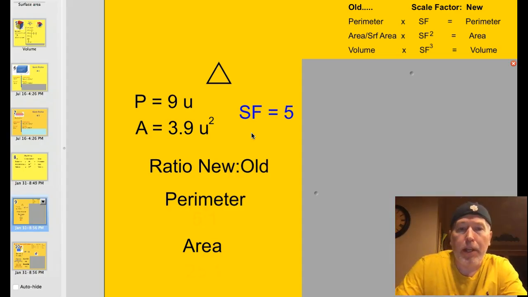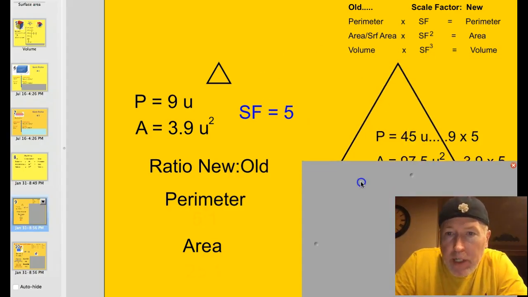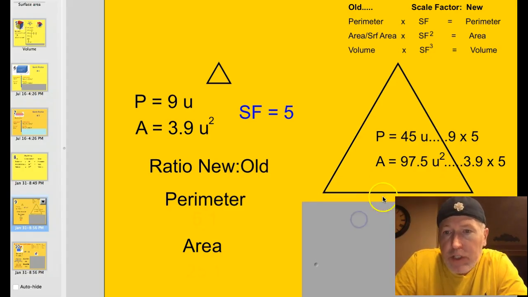All right, let's see how you did. Well, here's mine. I tried to make it as close to a scale factor of 5 as I could and still fit it on the screen. But if you take the perimeter, I found the perimeter to be 45 units. That's the original perimeter, which is 9, times the scale factor of 5 would give me 45 units.